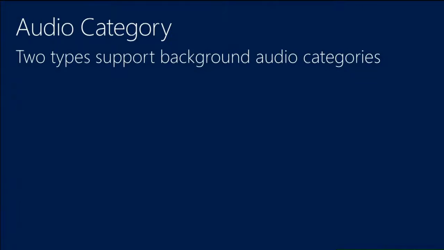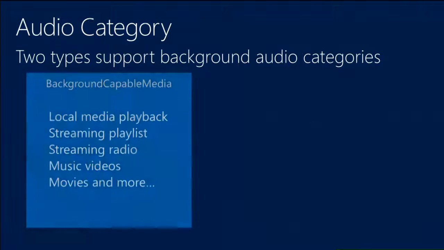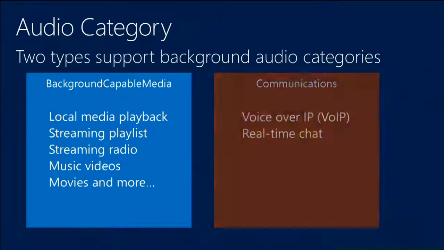Secondly, when it comes to audio inside of a Windows Store app, there's about 8 or 9 different audio categories you can choose from. But there's only 2 categories that are supported to play background audio. The first, which is typically used, is the background capable media. And this is what you're going to use for things like your audio playback, your video, any type of thing like that you're going to want to play across the speakers when the user's not on your app.